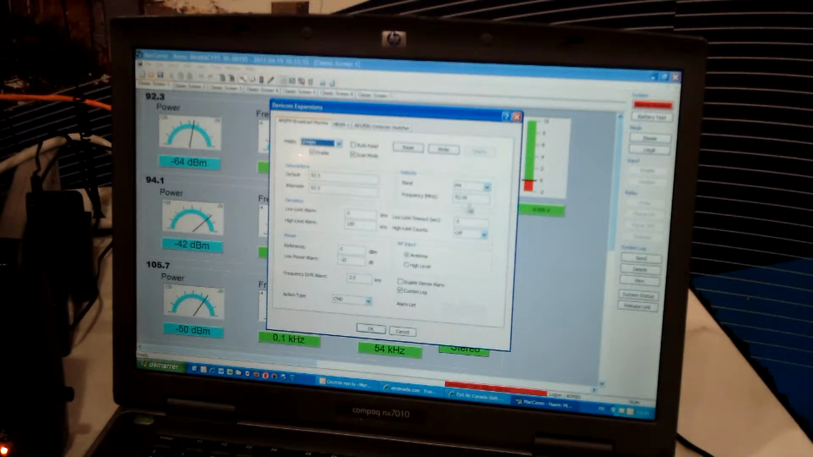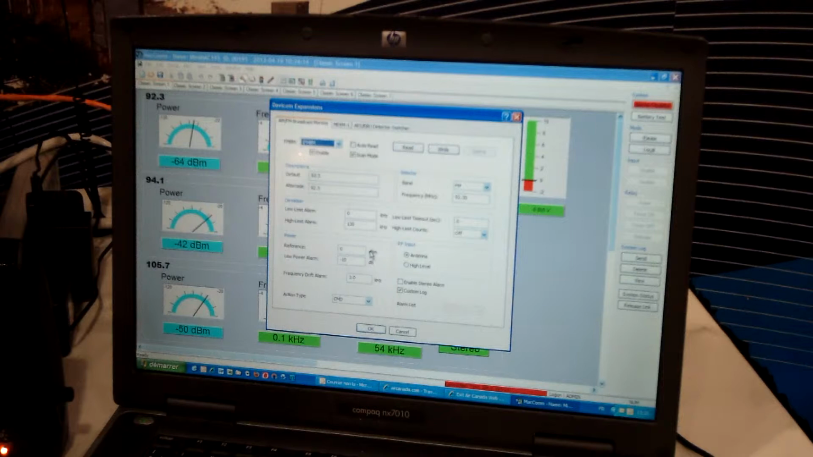This is where you actually select the frequency. This is just a description that'll appear in the display. You can set levels for a low limit on the deviation, a high limit on the deviation, the low limit timeout in seconds, and the number of counts that you can exceed the high level deviation in a 1-minute period.